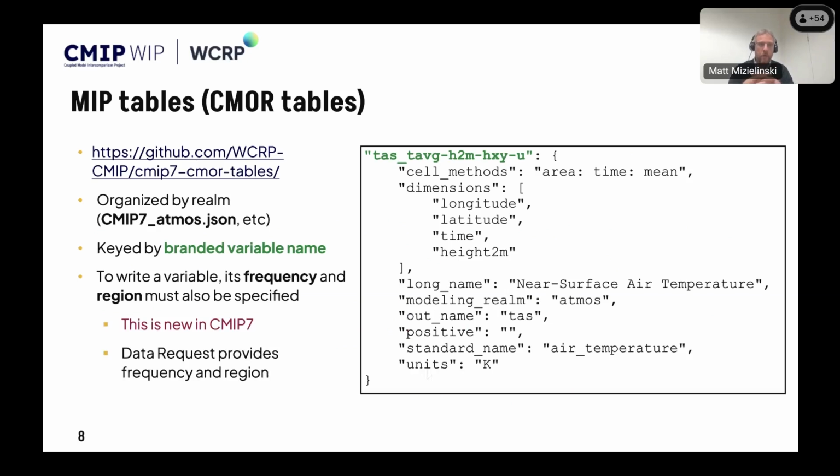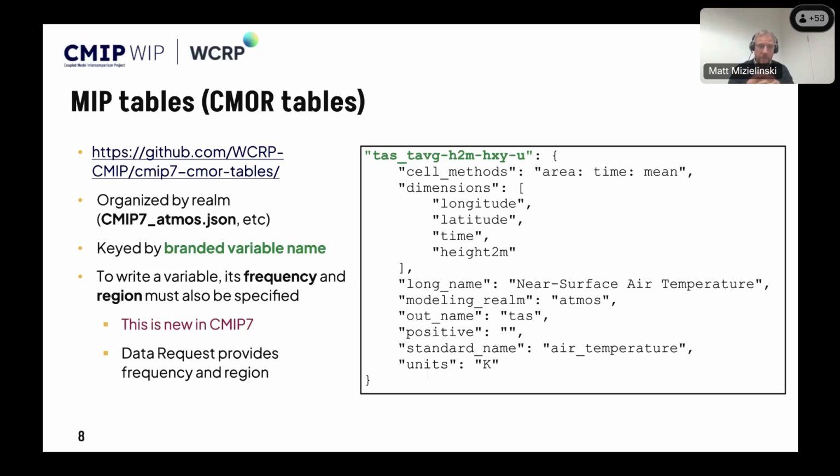These MIP tables are organized by modeling realm, so rather than many different CMOR tables for the different variables, there will be just one for each realm. They are keyed by branded variable name, and you've got an example on the screen there of the various bits of information for a particular entry.